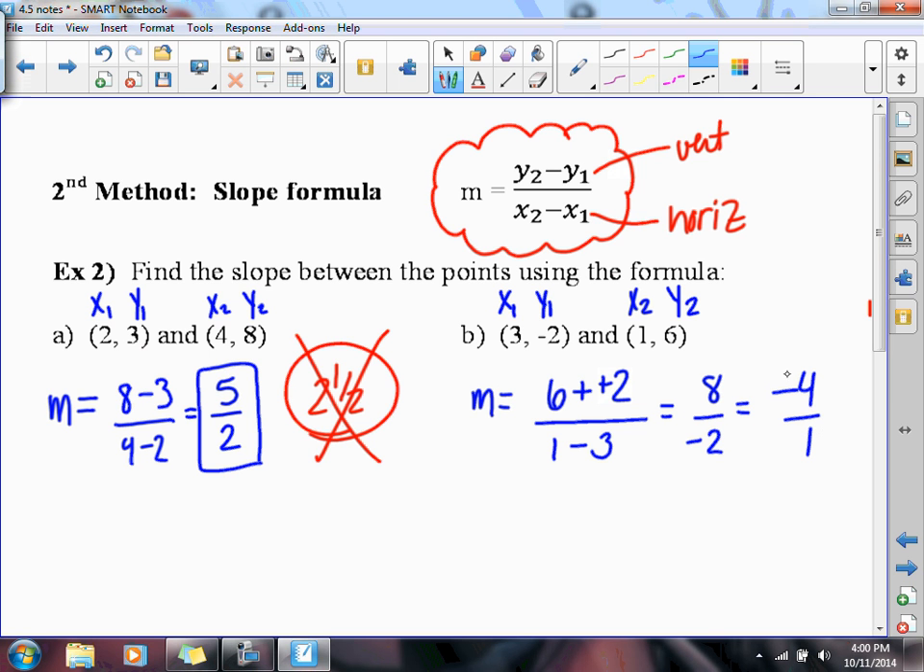Now we want to keep the negative in the numerator because that tells us if we're going up or down, if the line is going up from left to right or down from left to right. So I know the negative was here in the denominator, but we want to move it up to the numerator. And leave it over 1 because, again, I know negative 4 over 1 is equivalent to negative 4, but we need this fraction because the negative 4 tells us how many we're moving down on the graph, and the 1 tells us we're moving over 1.